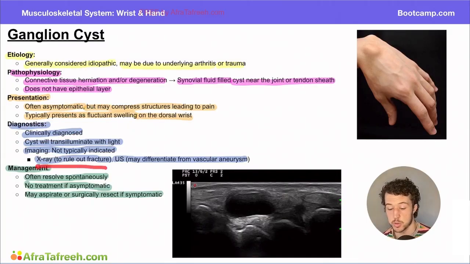Oftentimes, these cysts will just resolve on their own without any treatment, and no treatment may be necessary if the patient is completely asymptomatic. But of course, we may aspirate or surgically resect if the patient does have symptoms such as compression onto a nerve or an artery. And a practice question might sound something like this.